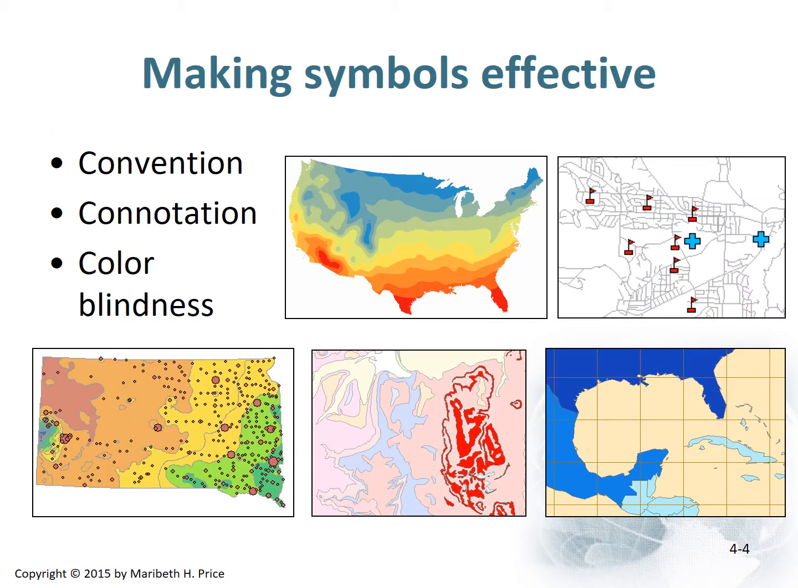So how do we make symbols effective? Well, there's an old saying about not reinventing the wheel. That's the big thing with making symbols effective. Stick with conventions or the connotation that goes along with a specific color. But you also have to be aware of things like color blindness. So what are we talking about? Well, as far as convention, things like red crosses for hospitals.